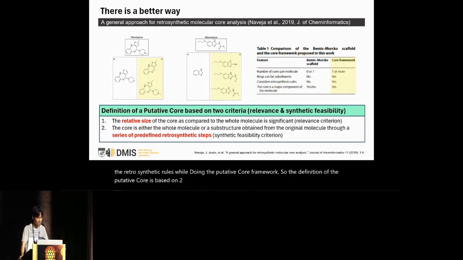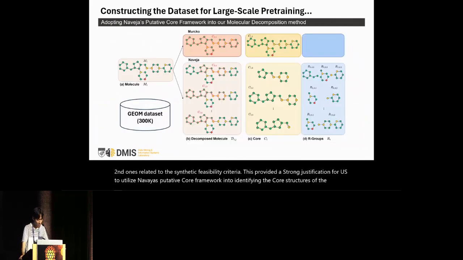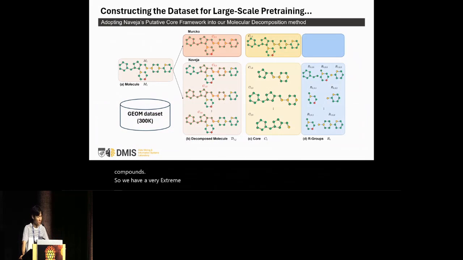The first one is related to the relevance criterion, and the second one is related to the synthetic feasibility criterion. This provided a strong justification for us to utilize Navea's putative core framework into identifying the core structures of the compounds. So we have a very extreme example of the difference between the Murcko scaffolds and the Navea's core framework.